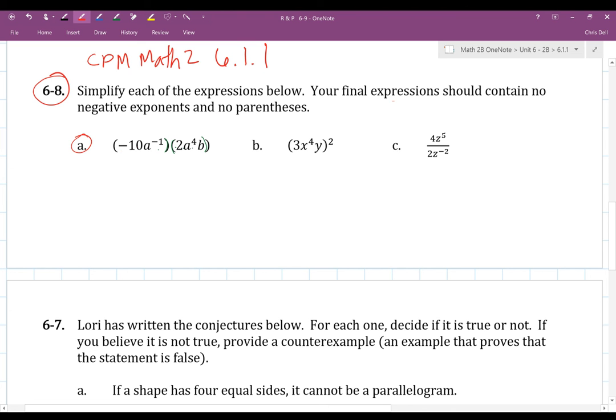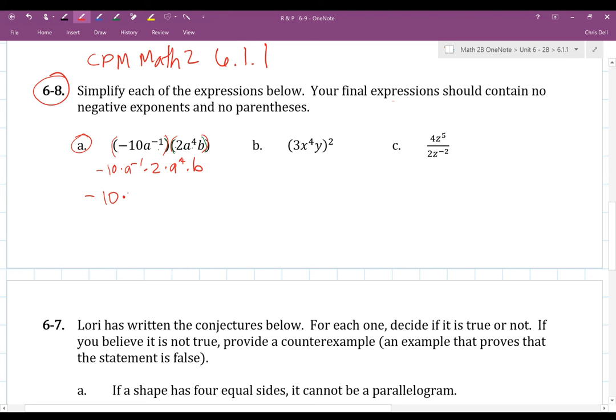What we have is negative 10 a to the negative 1, and all of that is multiplied by 2a to the fourth, all times b. Really, this is a string of multiplication: negative 10 times a to the negative 1 times 2 times a to the fourth times b. Multiplication is commutative and associative, so we can move things around and multiply out of order.